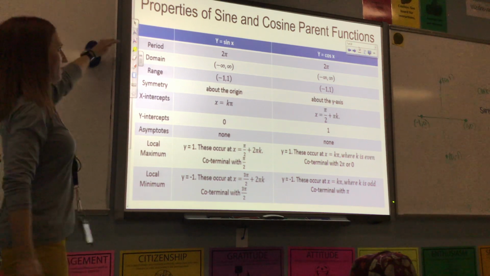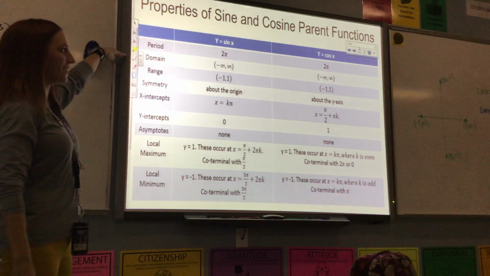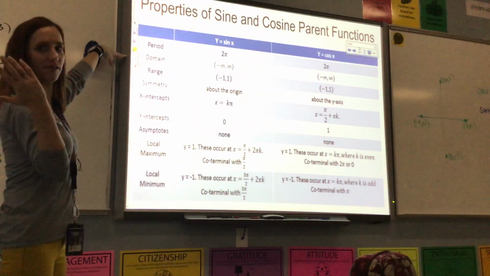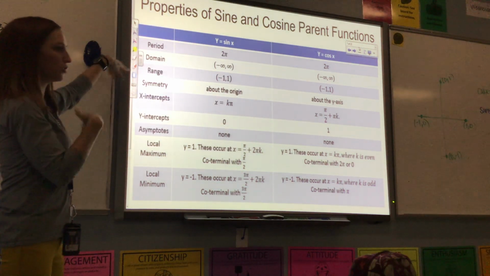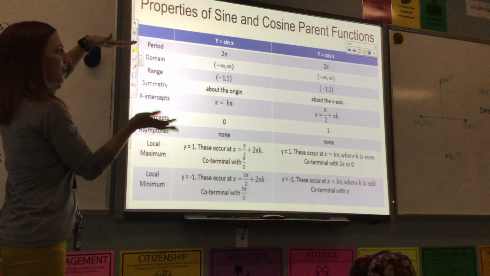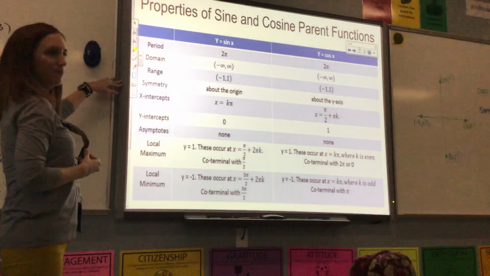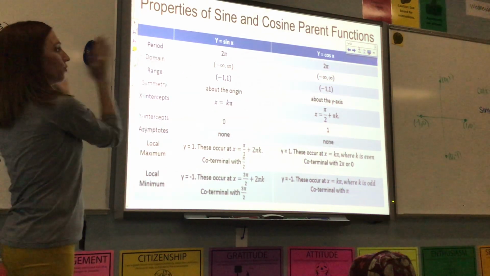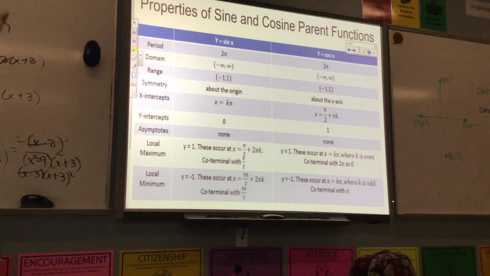Looking at the top, do you agree the period is 2 pi? When it starts repeating itself. Your domain is all real numbers, because it keeps going left and right. Your range is your bottom to top, if you remember from algebra 2, it goes from -1 to +1. Your symmetry will be the least important thing about this, but it talks about whether you can fold it in half. So like cosine you can fold in half. Symmetry about the origin means you would rotate it on sine.